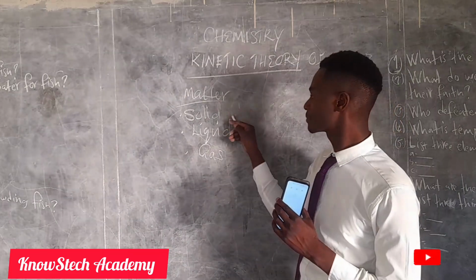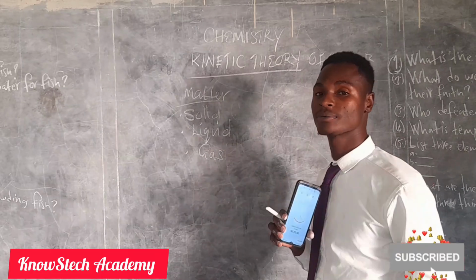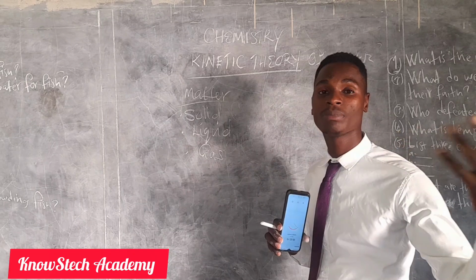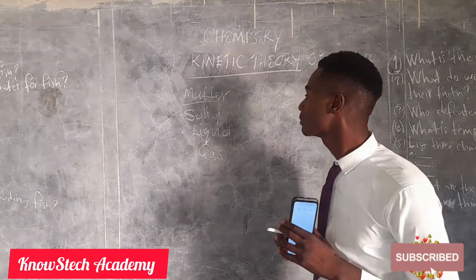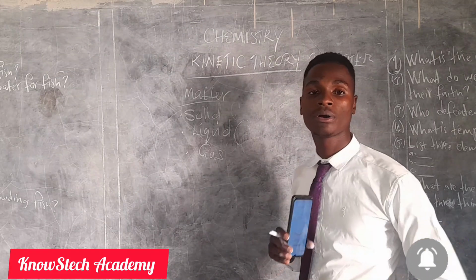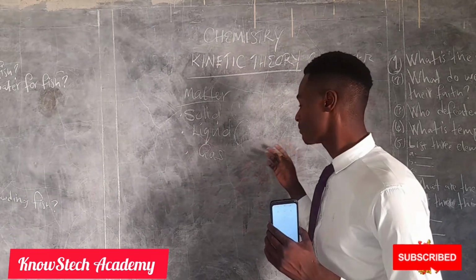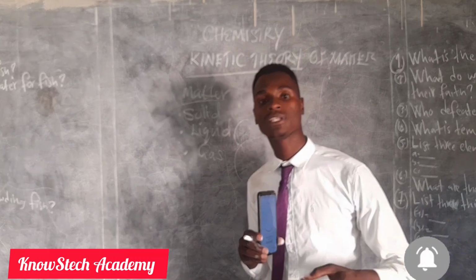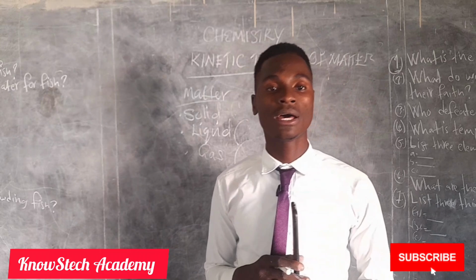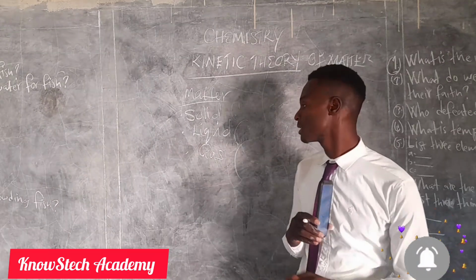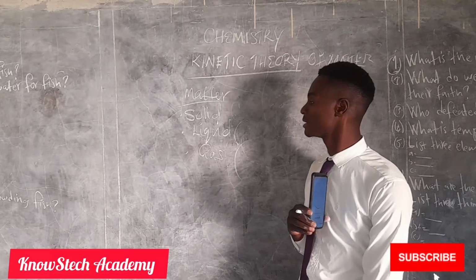Now, examples of solids we can have ice, stones. Those are to mention but a few. There are a lot of examples of solids. Liquid here you can have cooking oil, water. They're just liquids. Gases, we have carbon monoxide, carbon dioxide, carbon disulfide, sulfur dioxide, and other gases. Examples of gases here.